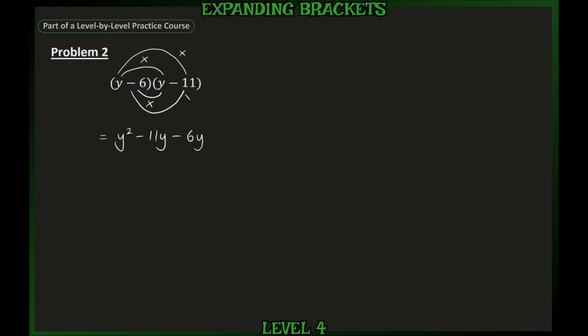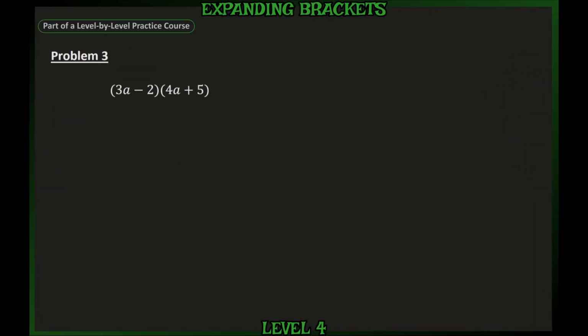by minus 11. And we have to be really careful here because we're multiplying two negatives, so we're going to get a positive result, and 6 times 11 is 66. We can now simplify by collecting together the like terms, which are the minus 11y and the minus 6y. So we have y squared, minus 11y minus 6y is minus 17y, and we have a plus 66 on the end. So y squared minus 17y plus 66 is our final answer to problem 2.